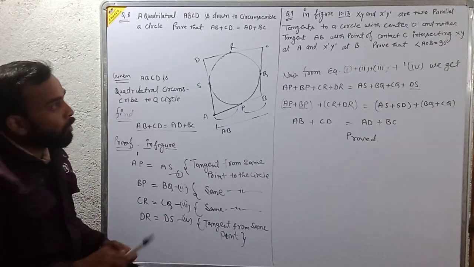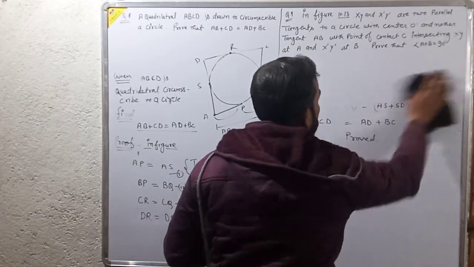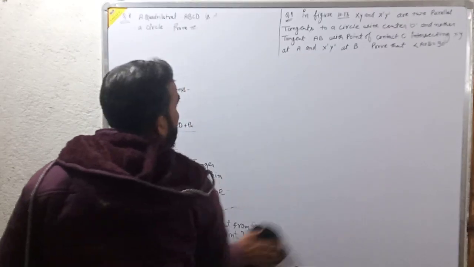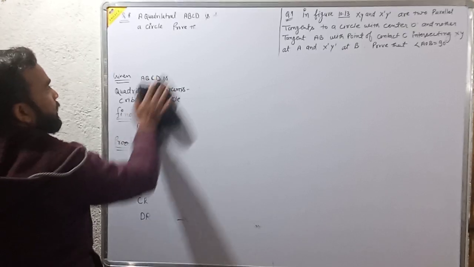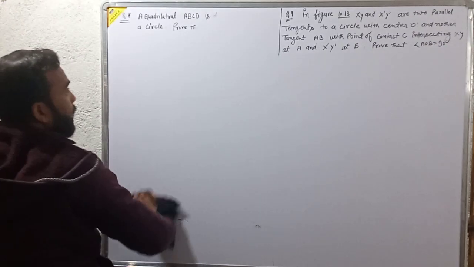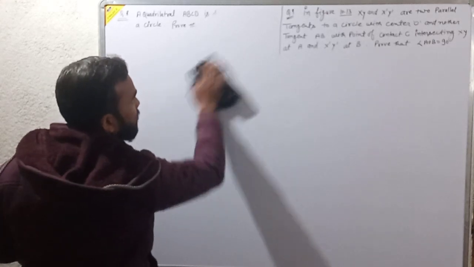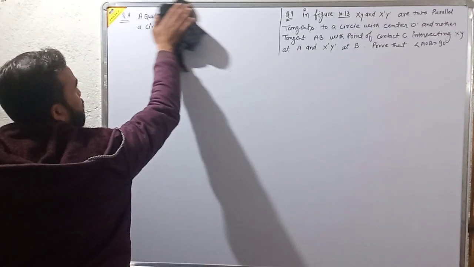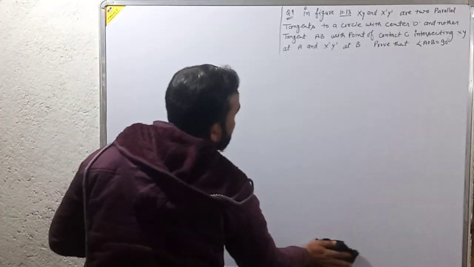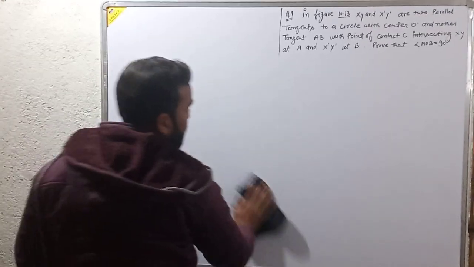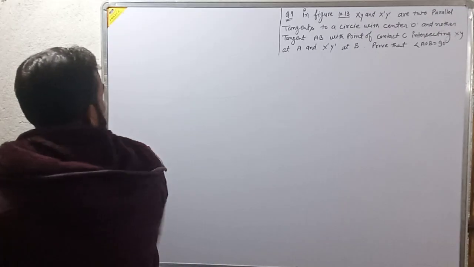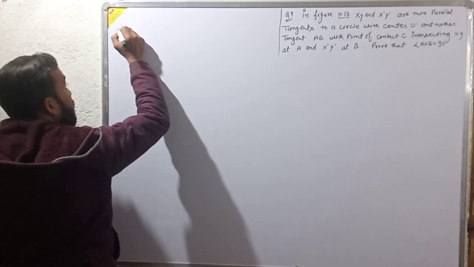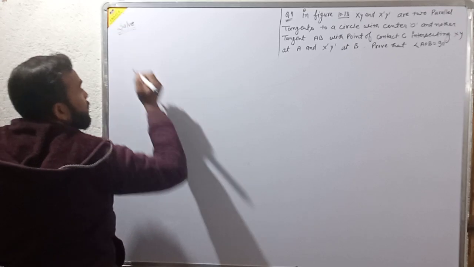Again, we have to solve question number 9. Question number 9 is given that XY and X dash Y dash are two parallel tangents to a circle with center O, and another tangent AB with point of contact C intersecting XY at A and X dash Y dash at B. Prove that angle AOB is 90 degrees. First we draw a diagram from the given information.